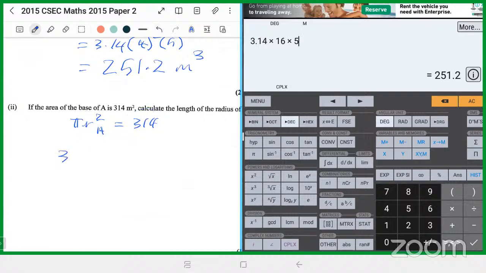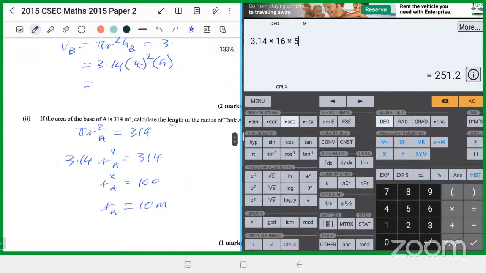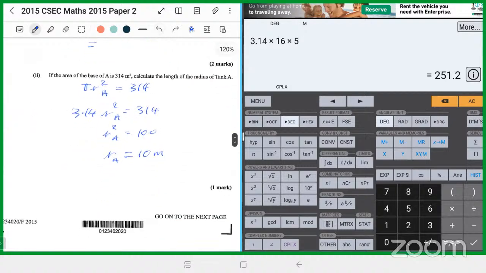So you can work it out. 3.14 times r squared of A is equal to 314. We divide this by that to get 100. So the radius of A squared is equal to 100. When you square root the 100, you get 10. So the radius of A is 10 meters.